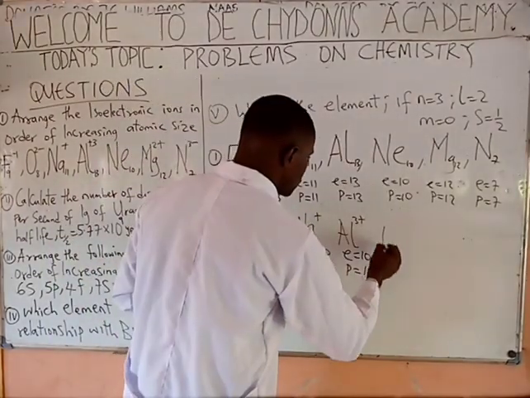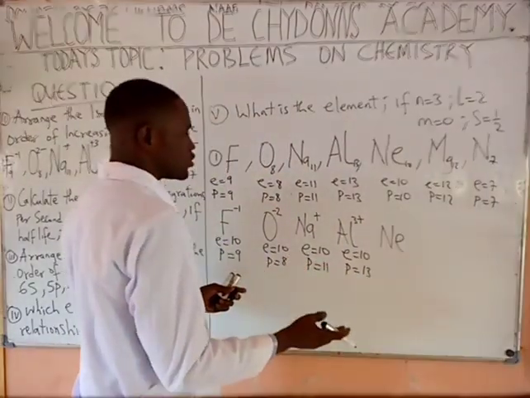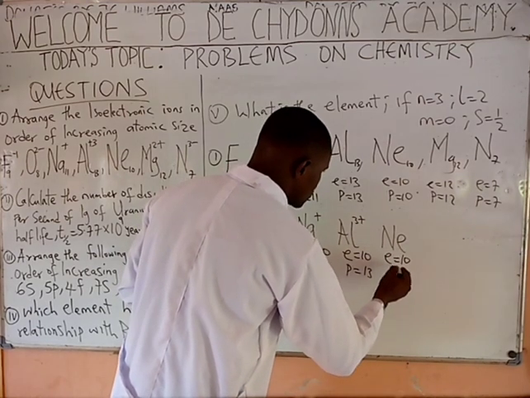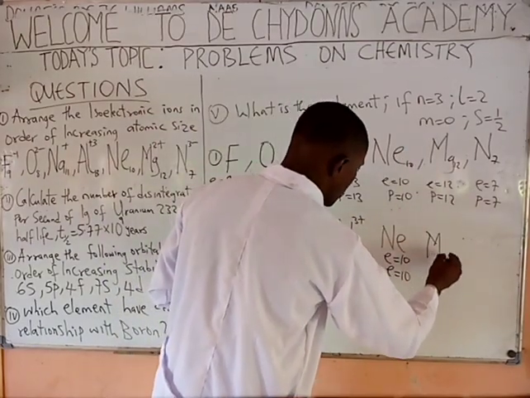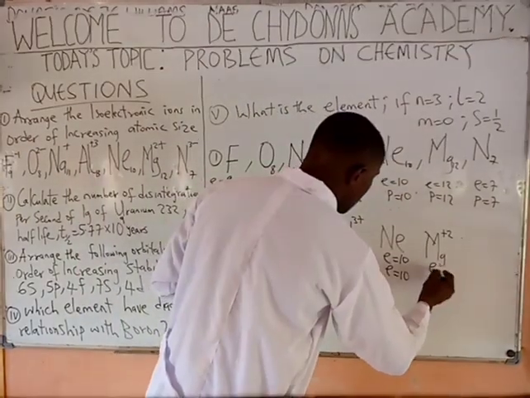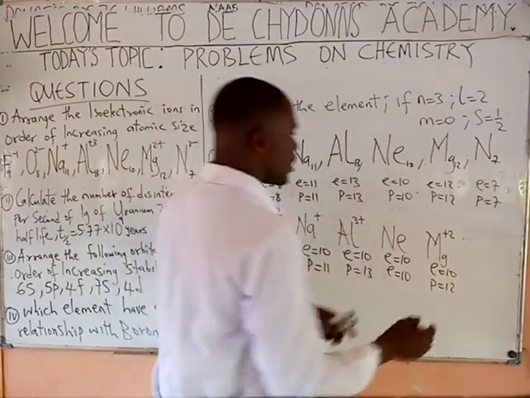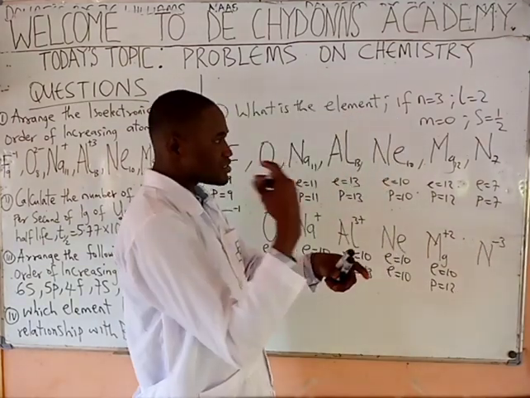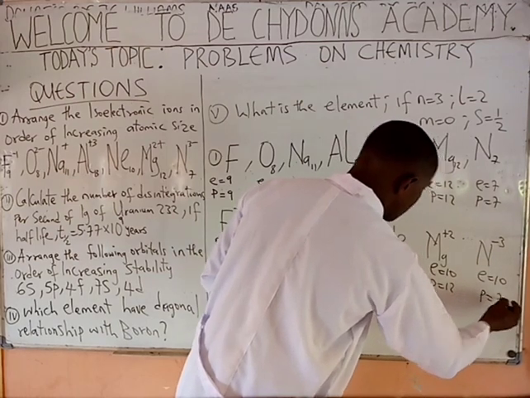Then this neon is a rare gas or noble gas, so it will not give out or collect, so it will retain at 10. Then this one, magnesium, is plus 2, so it will give out 2 electrons, making E equal to 10, then P equal to 12. Then this is nitrogen. Nitrogen is minus 3. It means it will get an extra 3 to give you E equal to 10, P retained at 7.